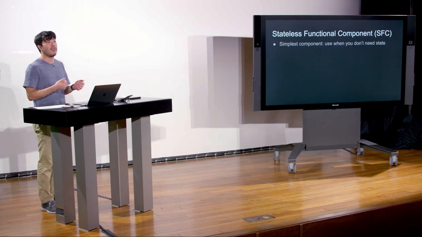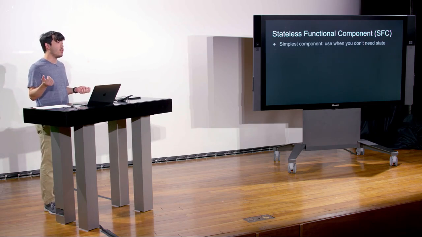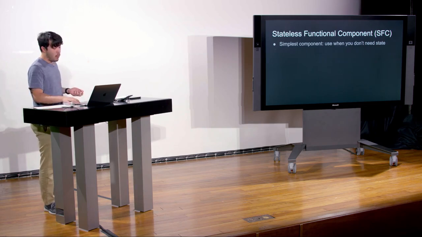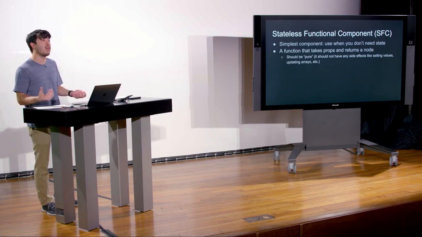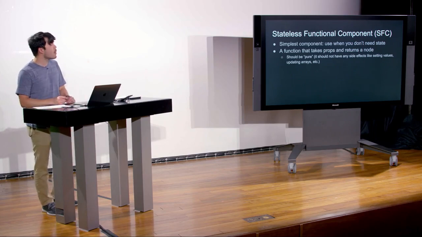So this is the simplest type of component. You should use this when you don't need any state. It is a function that takes props and returns a node, and it shouldn't do anything other than that. It should be what's called a pure function. In other words, it should not have any side effects, like setting a value or pushing to an array, updating an object, something like that, because it should just take in props and return the value. If you do stuff other than that, you might create some bugs, or even worse, crash your app or something like that.